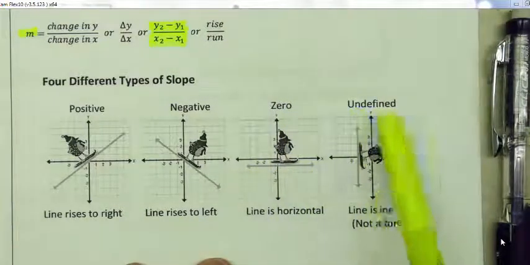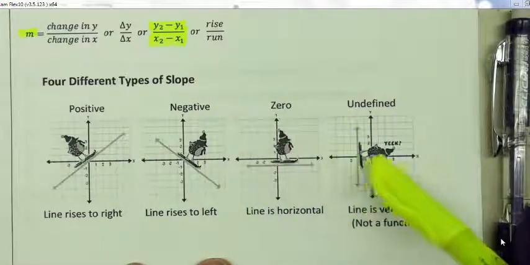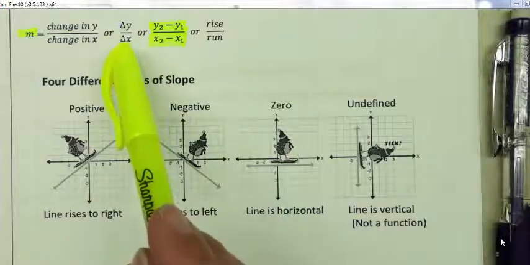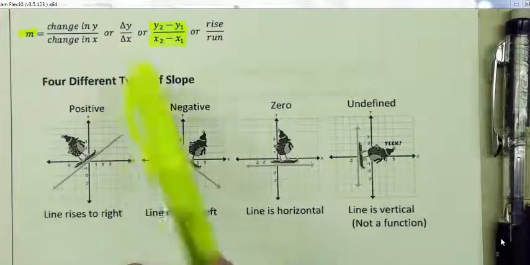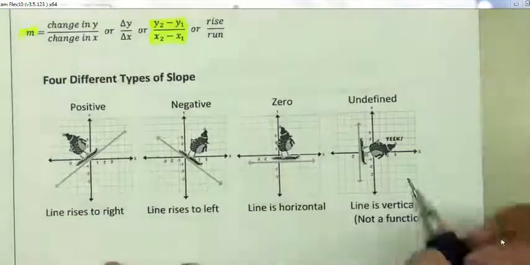And an undefined slope, the line is vertical, because think about it, you have a rise, but you have no run. So if you think about change in y over change in x, well, there's a change in y, but there is no change in x. So you can't have a 0 in your denominator. That makes it undefined. This is all really, really, really important.